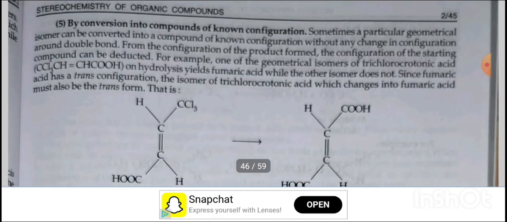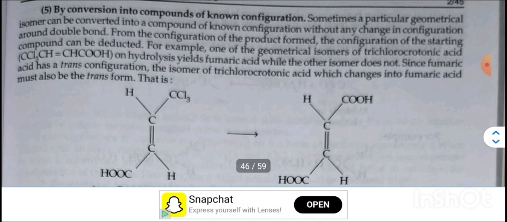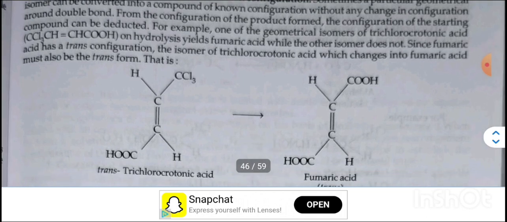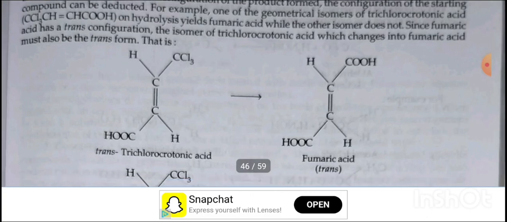By conversion into compounds of known configuration. Sometimes a particular geometrical isomer can be converted into a compound of known configuration without any change in configuration around the double bond. From the configuration of the product formed, the configuration of the starting compound can be deduced. For example, one of the geometrical isomers of trichlorocrotonic acid on hydrolysis yields fumaric acid, while the other isomer does not. Since fumaric acid has a trans configuration, the isomer of trichlorocrotonic acid which changes into fumaric acid must also be trans.